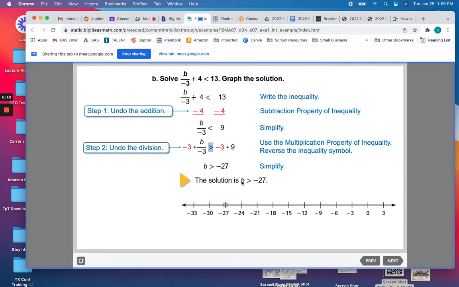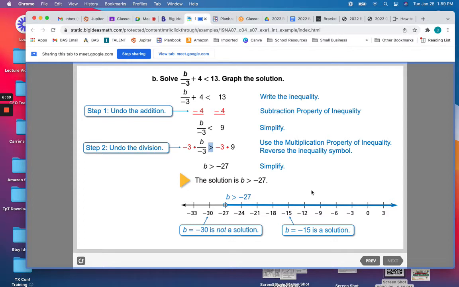And is B going to be shaded to the left or the right? The right, because B is greater than. You see how the alligator opens up to the B, so the B is greater than. So B is greater than -27. Any questions on how we did this?